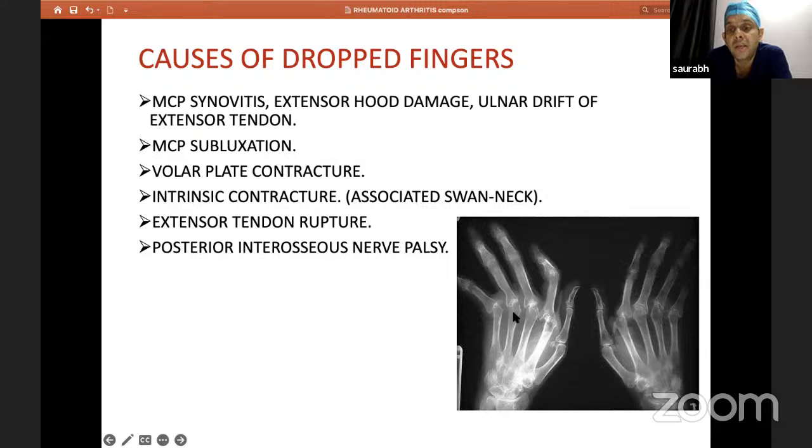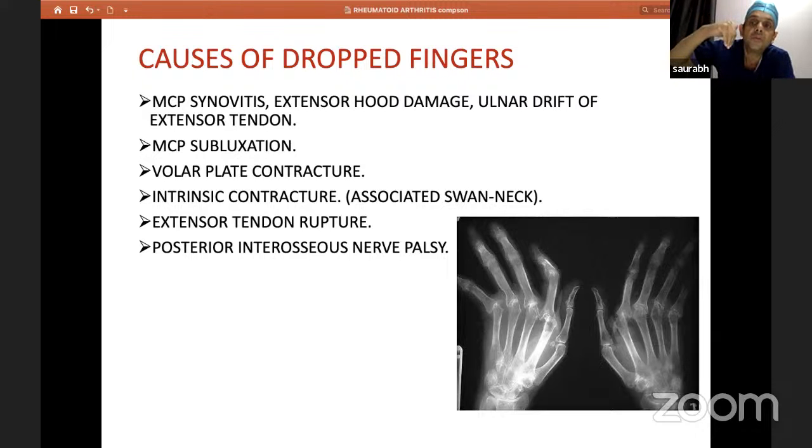The MCP will tend to sublux, as you can see here, ulnarwards and volarwards. Volar plates in the front can contract secondary to all these pathologies going on. Intrinsic contractures can cause dropped fingers. Then extensor tendon ruptures obviously can cause dropped fingers, which is my case today in extensor tendon damage. And then PIN palsy. As we were talking in the nerve section, if there's a radiocapitellar synovitis, it can involve the posterior interosseous nerve, which means all the four fingers will drop.